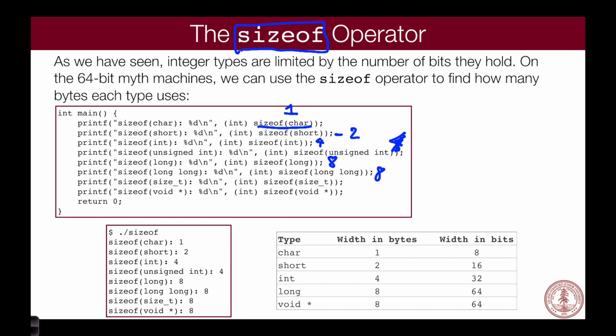Size_t. I briefly mentioned size_t. It's a type that's big enough to hold any pointer on whatever machine it is. We've already said that pointers are 8 bytes long, so a size_t on the myth machines happens to be 8 bytes long. The sizeof a void pointer is also 8 bytes long. Pointers are always 8 bytes long on the myth machines.